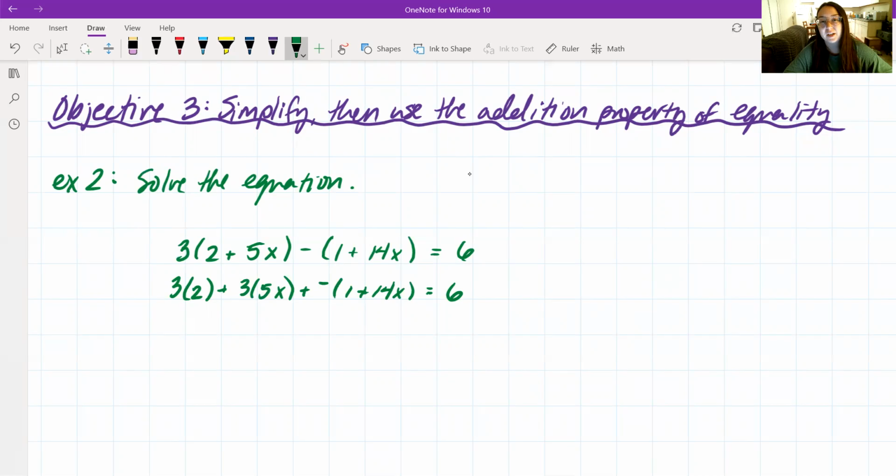So in our next step, we're going to need to distribute our negative as well. We're going to leave our multiplication terms alone for now, and now we're going to distribute our negative. So this gives us a plus negative 1 and a plus negative 14x is equal to 6. So now we have that each one of our terms are being added together.